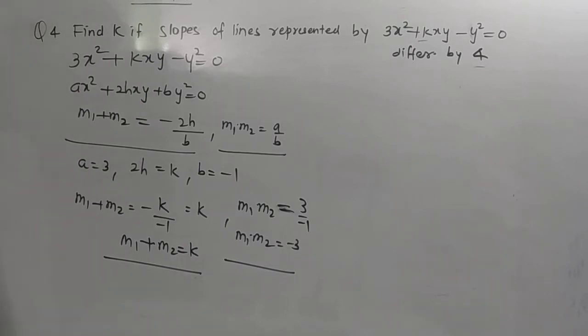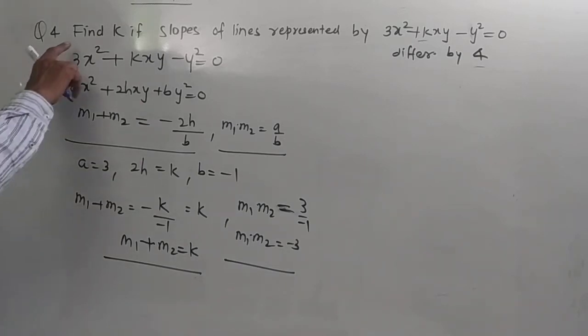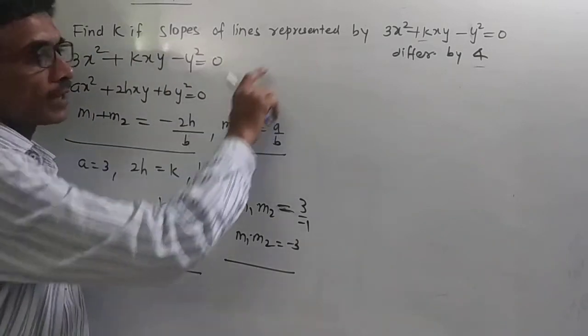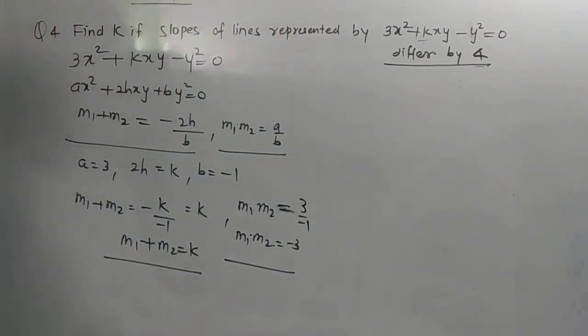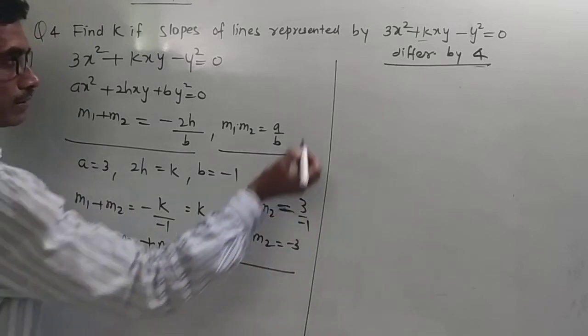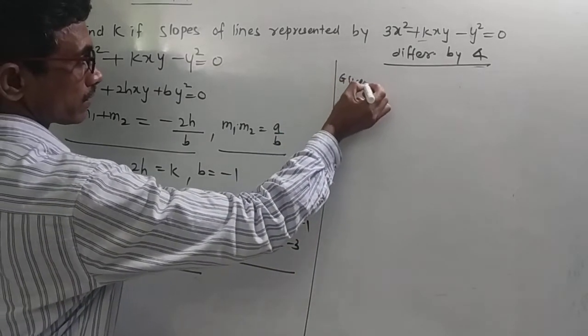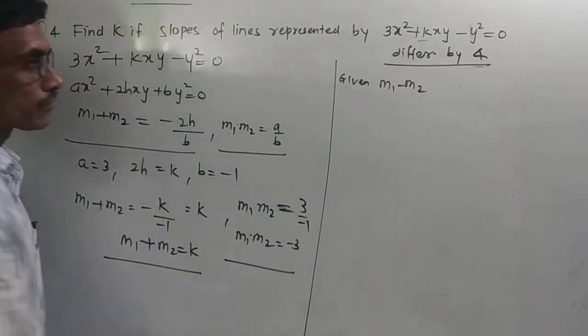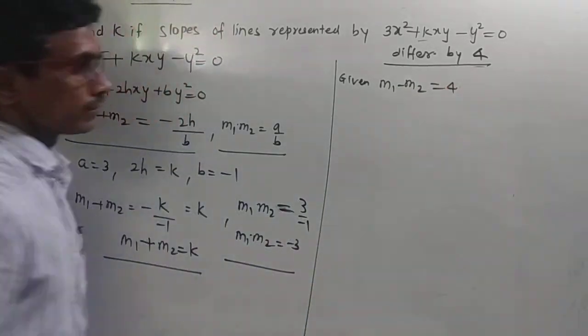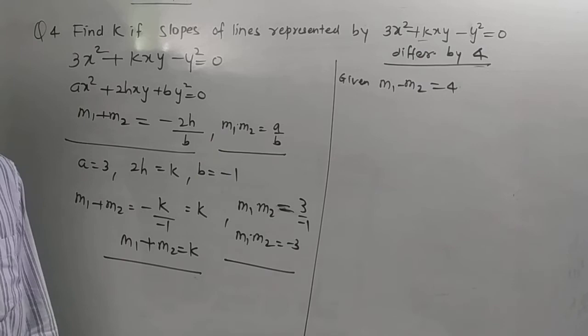Now what relation is given? We find k if the slopes of the lines represented by this equation differ by 4. Their difference is 4. So m1 minus m2 is equal to 4. The difference in the slopes is 4.